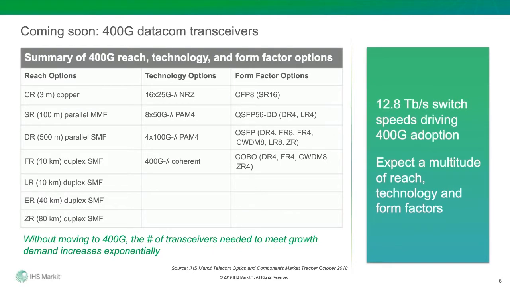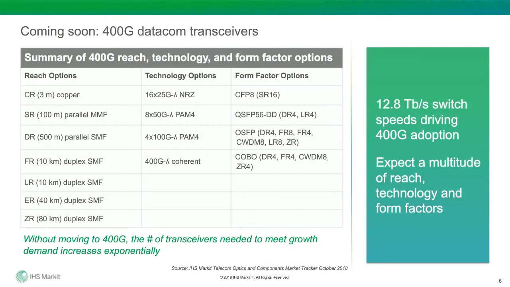For 400 gig optics to really take off, they need to be in optimized form factors with high faceplate densities like QSFP 56 double density or OSFP. And they also have to be available and priced at the gigabit per second level comparable to 100 gig. Hitting those price points is a key for the transition.